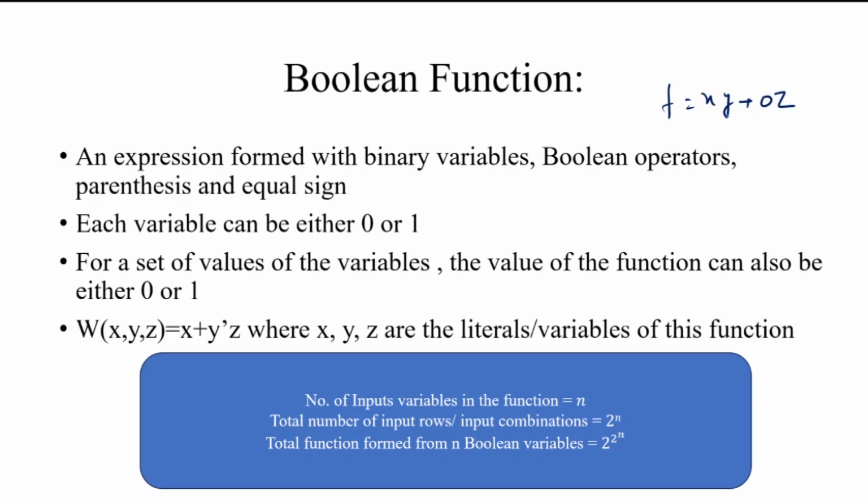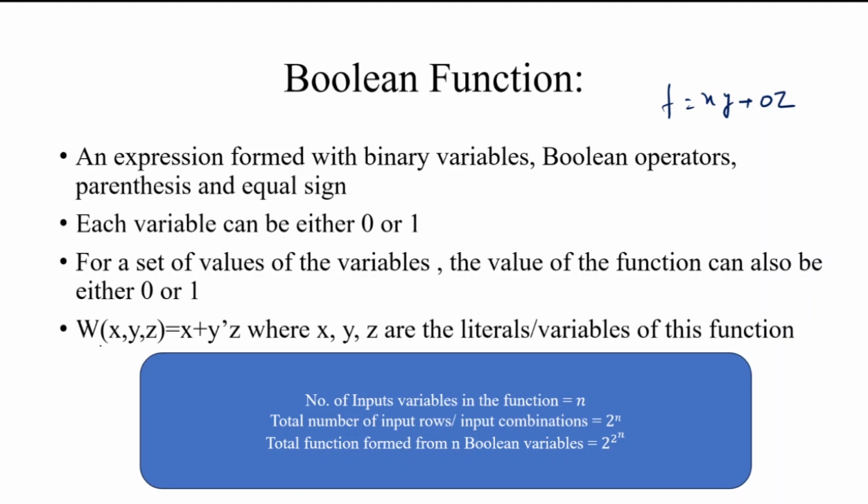Each variable used in the Boolean function represents either the value 0 or 1, and for a set of values of the variables, the value of the function can also be either 0 or 1. Meaning the inputs are in the form of 0 and 1, and the output is also in the form of 0 and 1.